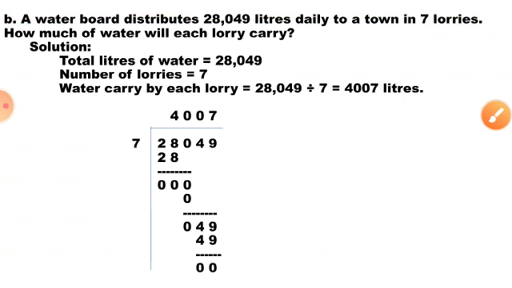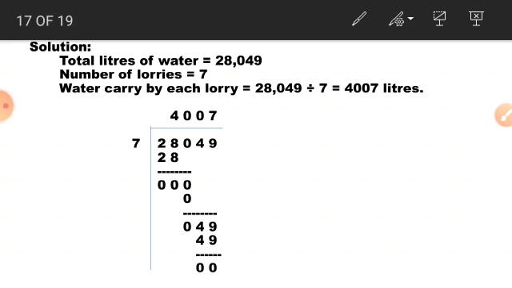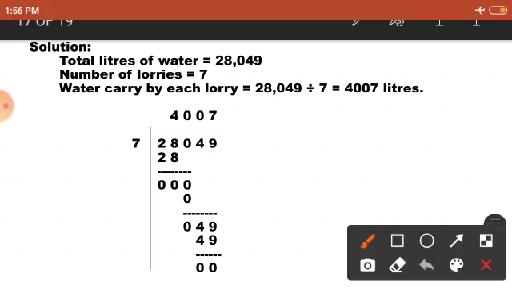Second sum: a water board distributes 28,049 liters daily to a town in 7 lorries. How much water will each lorry carry? So let's rewrite the solution for this. Total liters of water equals 28,049. They already told us the number of lorries equals 7. Water carried by each lorry equals 28,049 divided by 7.